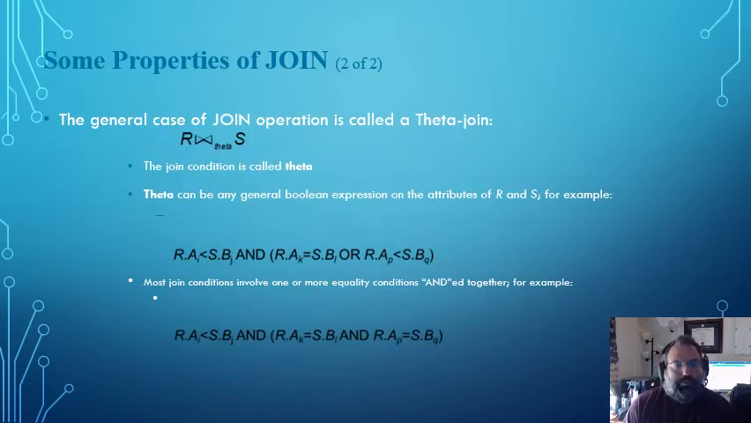The general case of join operation is called a theta join. The join condition is called theta. Theta can be any general Boolean expression on the attributes of R and S, for example using less than or equal, or less than. Most join conditions involve one or more equality conditions ANDed together. For example, R.A_i is less than S.B_j, and some additional, perhaps nested, conditions.